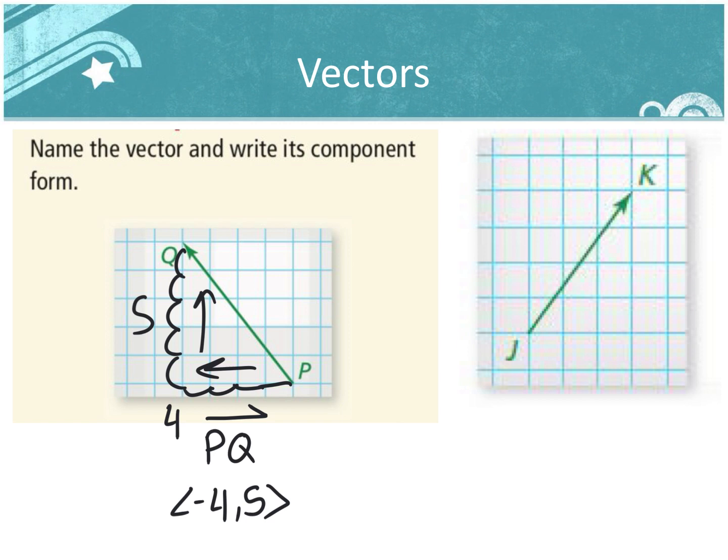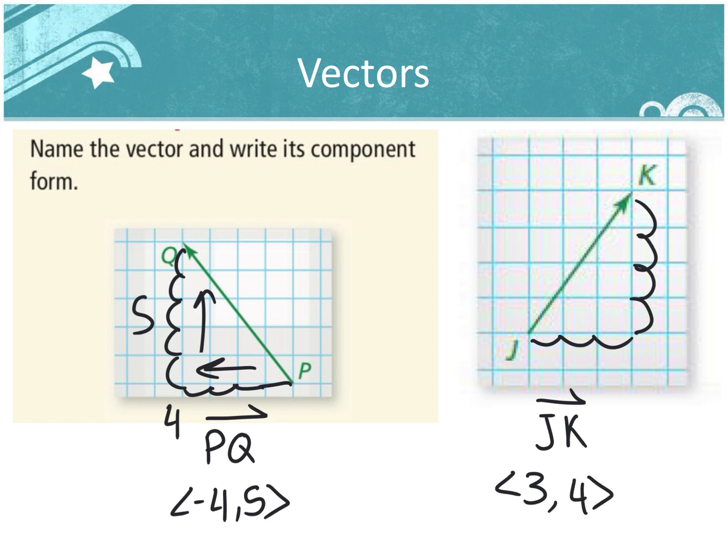Now let's do it to the other one. We have vector JK going from J to K, and it's running 1, 2, 3 in the positive direction, and 1, 2, 3, 4 in the vertical direction.